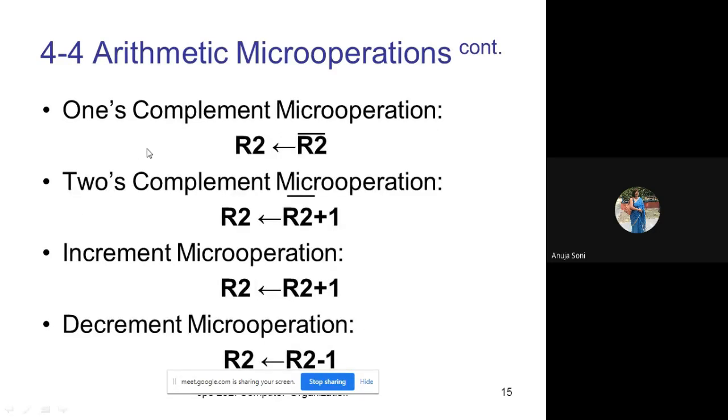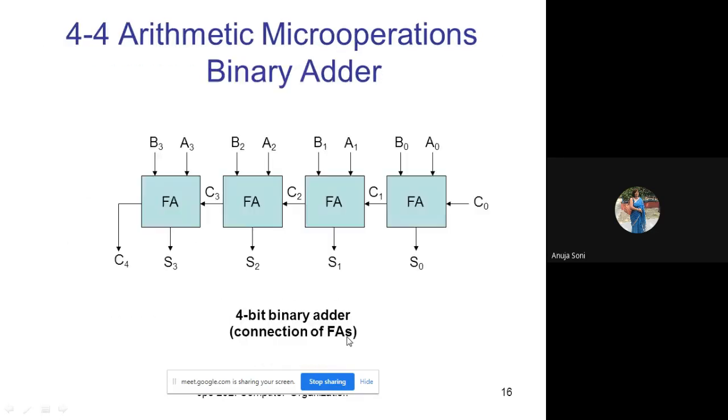What are the other operations? The one's complement is represented with the help of a bar sign over R2. How is the two's complement taken? First of all, you take the one's complement, and then you add value 1 to the one's complement, and that gives you the two's complement. And how will the increment micro operation work? You need to add value 1 to the content of R2 in order to apply the increment operation. What is the meaning of the decrement operation? You need to subtract the value 1 from the contents of R2 to represent the decrement operation.